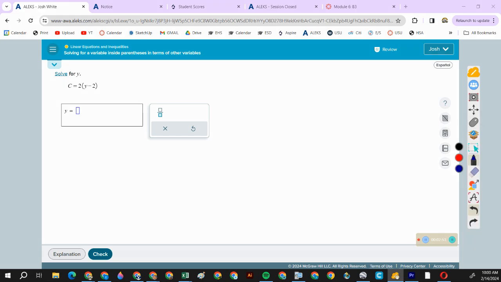Solve for y. If I look at the y, the first thing that happens to the y is minus 2. And the second thing that happens is times 2. So if I'm going to reach the y, I need to undo these, starting at the outermost layer and working my way in. So the first thing to do would be divide by 2. C divided by 2 equals y minus 2. And then I add 2. And c over 2 plus 2 is equal to y.